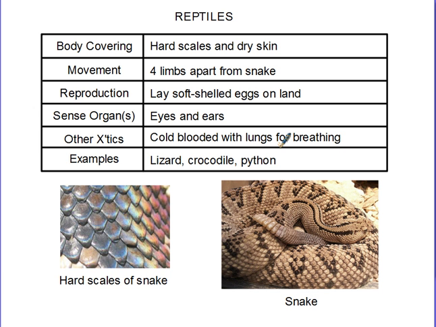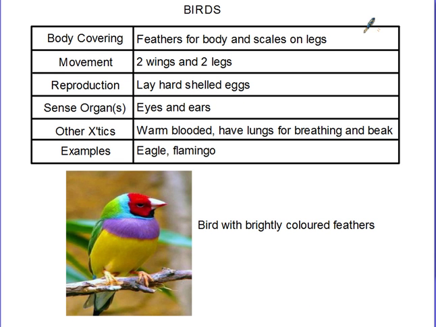Since they do not live mostly in water, they have lungs for breathing. So even if a snake is found in water, it breathes just close to the surface of the water. Examples are lizards, crocodiles, pythons. So when a crocodile is found in water, it normally has its nose just above the surface of the water for breathing. We also have the birds.